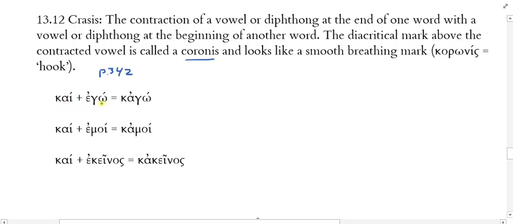But we have kai and ego together. We're going to see the squeeze here, right? And this is going to be written as kago, kago. And notice there's the coronis right there, okay? That is a separate diacritic mark from the apostrophe of the rough breathing. Kai emoy becomes kemoy. So the front part looks the same, back part looks the same, okay? But we've got contraction here in the middle. And then kai ekeinas becomes kakeinas, kakeinas. So there's your example of crasis.